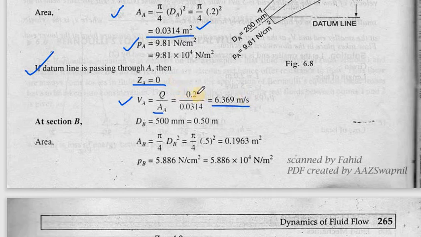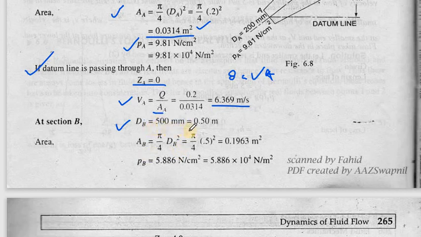Point 2 is the discharge, and 0.314 is your area. So by using this formula, Q equals to what? V into A. So from here we can easily calculate the velocity. So velocity is 6.39369. Similarly, dB is equals to what? 500 mm. Okay, so we'll do the same thing, and we'll try to calculate the velocity at B.